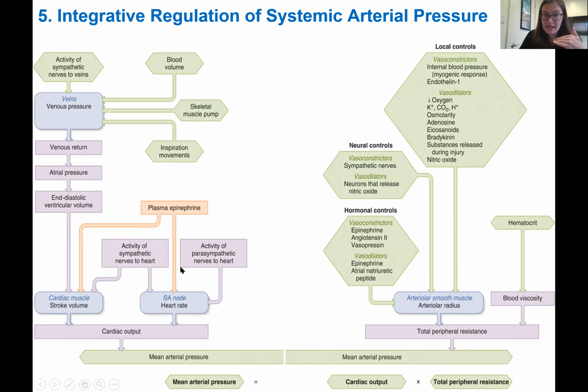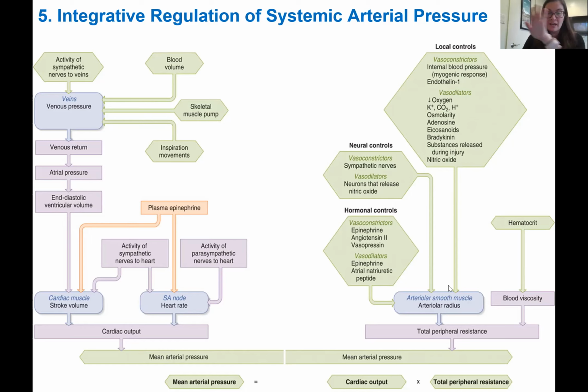That same sympathetic activity also affects the SA node to increase heart rate. Whereas if we decrease parasympathetic activity, we can increase heart rate. So again, gas and brake. Sympathetic is gas, parasympathetic is brake. We're lifting the brake as we're pushing on the gas. Both of those are going to lead to increased heart rate. And an increased heart rate plus an increased stroke volume is going to greatly increase your cardiac output. That's going to affect your mean arterial pressure. More cardiac output, more mean arterial pressure.